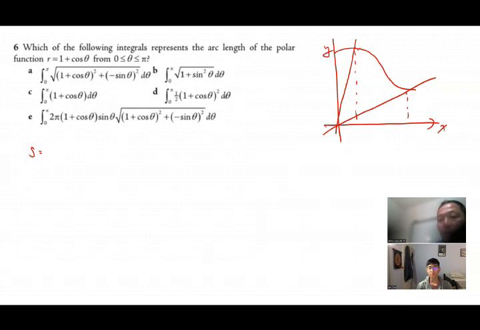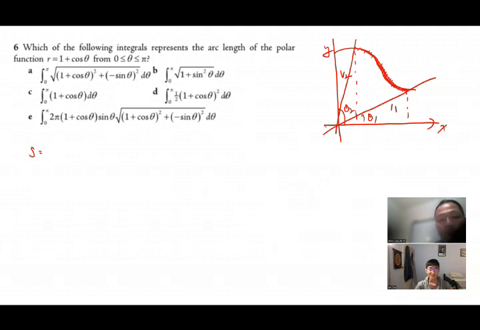So if you have the polar curve, and it is defined by theta 1 to theta 2 and r1 to r2, then how is the length of this arc defined? What is the equation of arc length? Do you remember?